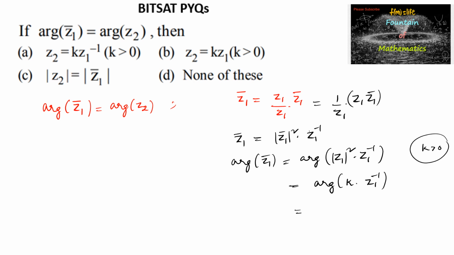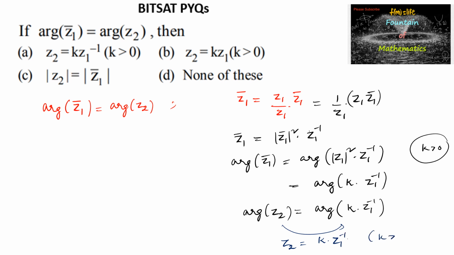So it is given that argument of z1 bar is argument of z2. So argument of z2 is equal to argument of k into z1 inverse. So when comparing both here, we can say that z2 can be taken as some k into z1 inverse, where k is positive. So we can go with an option. We had the first option, z2 is equal to k into z1 inverse, where k is positive. So option A is the right answer.